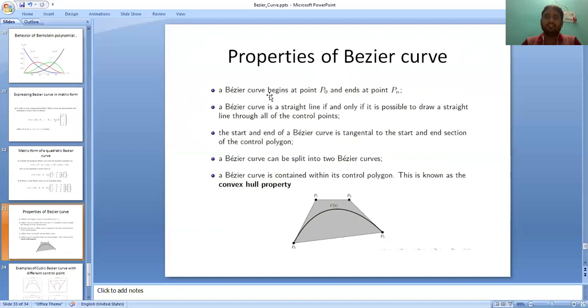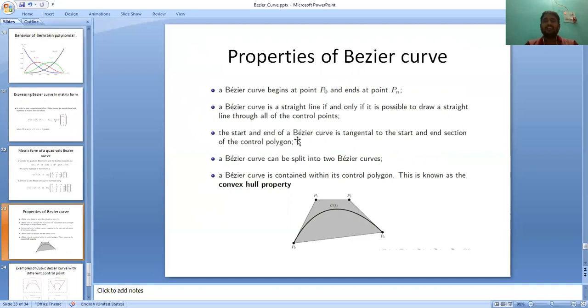Now, first, a Bezier curve begins at point P0 and ends at point Pn. Whatever the control points given, the Bezier curve will start at point P0 and end at point Pn. A Bezier curve can also be a straight line if and only if we can draw a straight line through all the control points. If we have given control points and we can draw a straight line with the help of these control points, then the Bezier curve will also be a straight line.